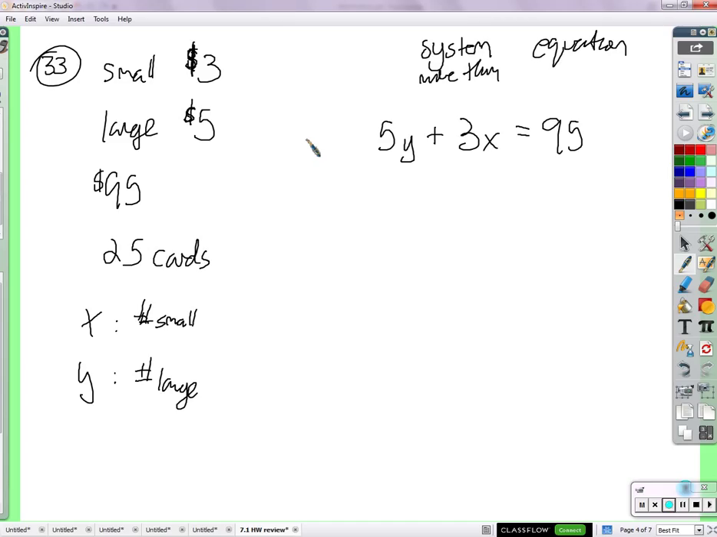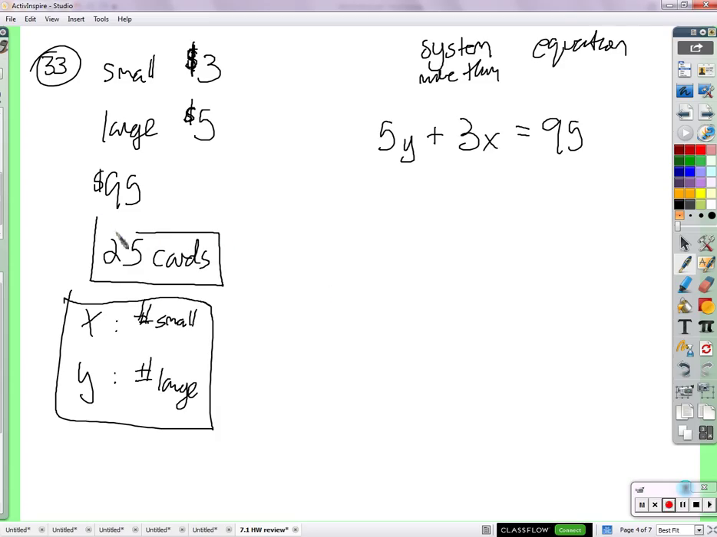Okay? So you're going to write another equation, which, no surprise, is going to involve x and y somehow, and probably in some way, information we haven't used yet. What haven't we used yet? We have not used 25 cards. So the number of small cards is x, the number of large cards is y, and we sold 25 cards.